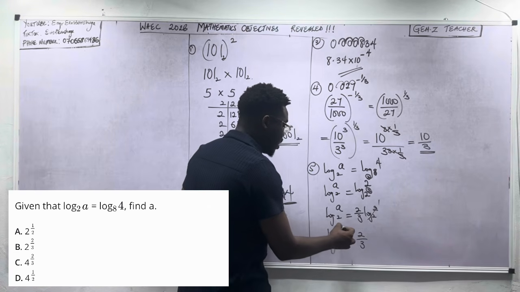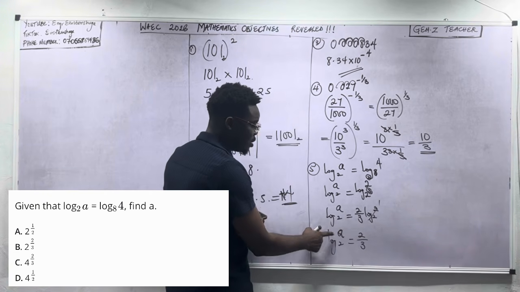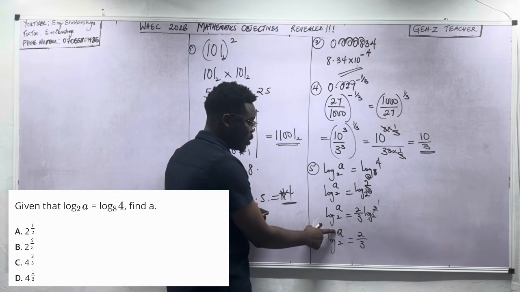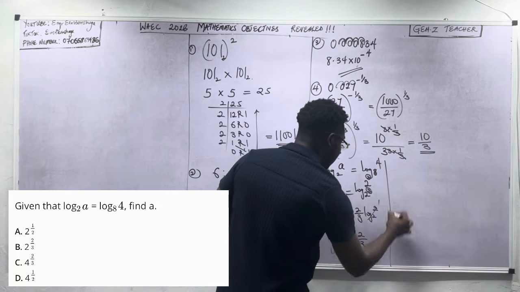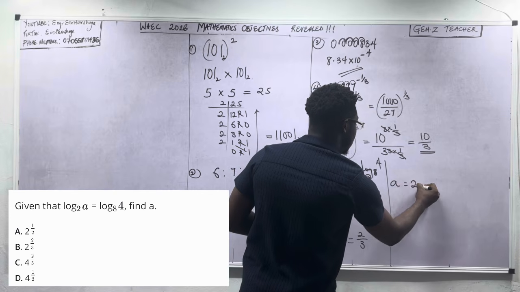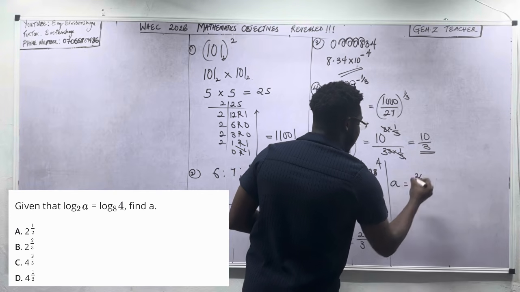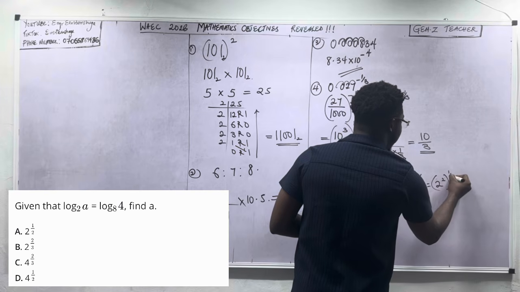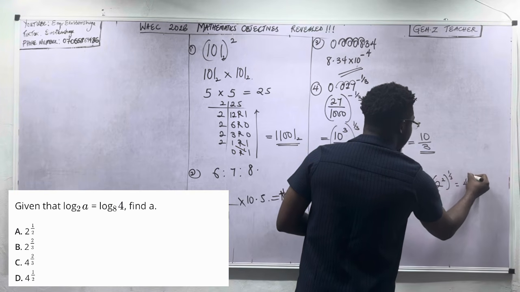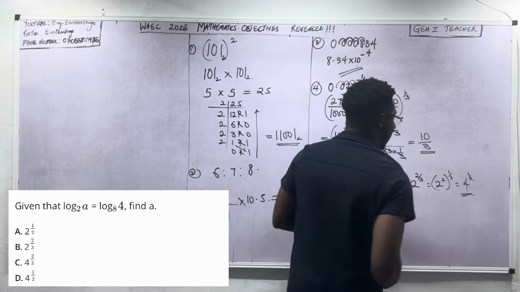Since we are finding a, the law of logarithm says the log number is equal to the log base raised to the power of the answer. So we can say a should be equal to 2 raised to power 2 over 3. Now this also means 2 squared raised to power 1 over 3, and that can be 4 raised to power 1 over 3 as our answer.